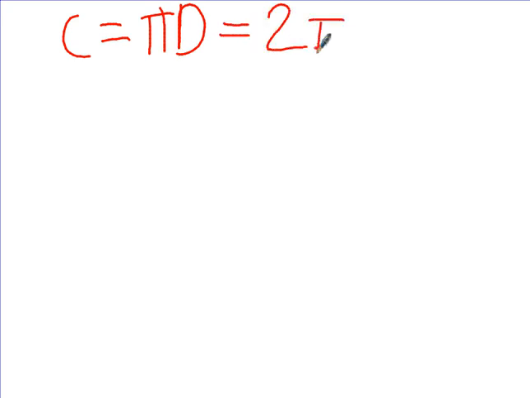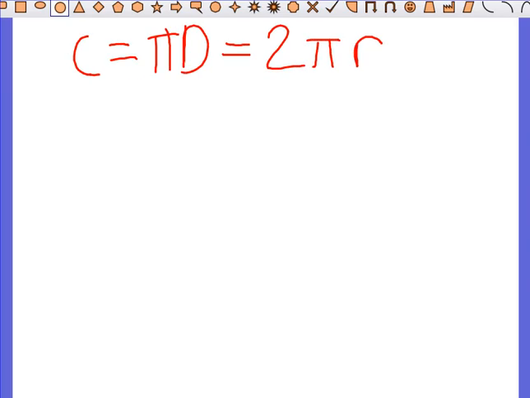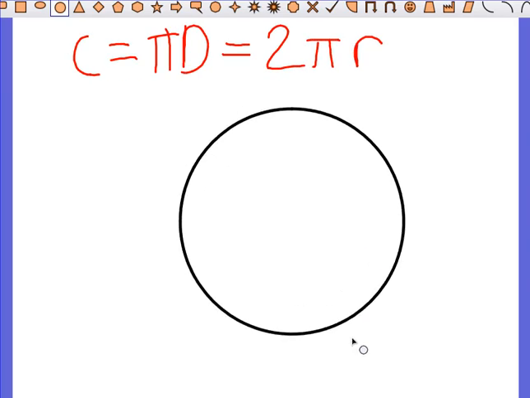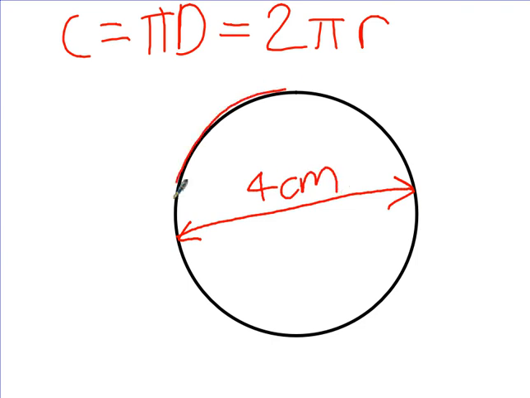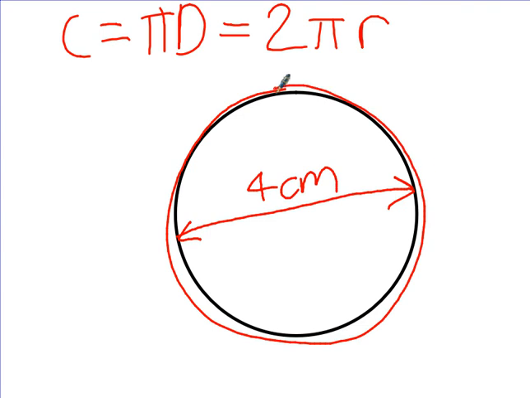So I'm going to rewrite my formula up here. Either C equals pi d or C equals 2 pi r. And now I'm going to just draw myself a circle because I rubbed my other one out. There we go. So if we're given the diameter, so let's pretend the diameter of this circle is 4 centimeters. To find the circumference, so to find this distance around the edge, the length of the curved edge, I would do pi multiplied by the diameter, which is 4.